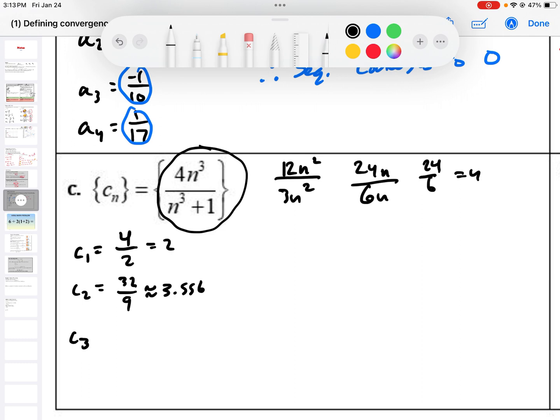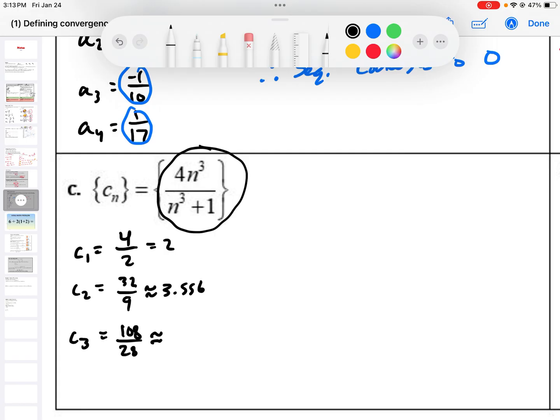And that's terrible notation. It should say limit each time, right? The limit as n goes to infinity at the top and the limit as n goes to infinity at the bottom. So it looks like 4, right? And you can just look at that and know it's just 4. And let's see if I keep plugging in these numbers. 4 times 27 is 108. On the bottom is 28. If I plug into my calculator, it's about 3.857.